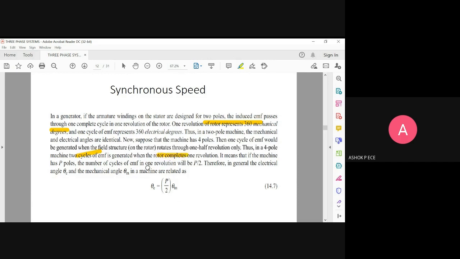So in general, I can relate the mechanical angle theta m and the electrical angle theta e. Theta e equals P by 2 into theta m. If you put P equal to 2, theta e equals theta m. If you put P equal to 4, theta e is 2 times theta m. That's what I said: for two cycles of EMF, you get one cycle of rotor. So this is a general relation between the mechanical and electrical angles theta m and theta e.